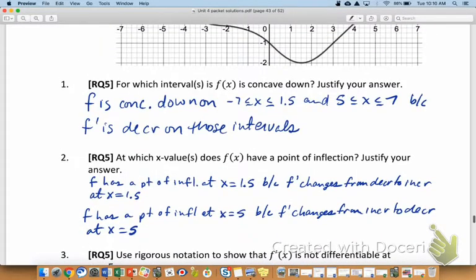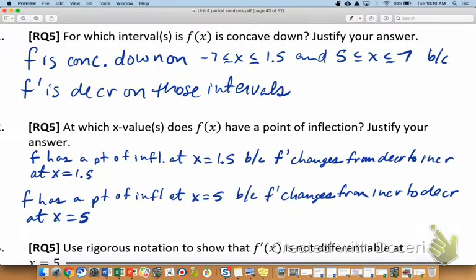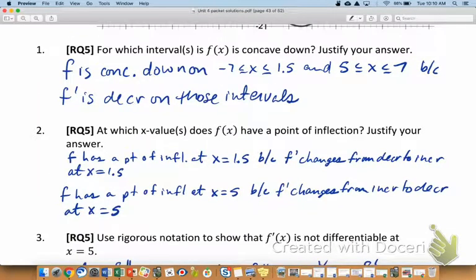Okay, number 2, there's your answer. Point of inflection at x equals 1.5, and then another one out there at x equals 5. With the corresponding reasoning, please be specific. Please don't try to lump these together and say, because that's where f prime goes from decreasing to increasing or vice versa. Tell me exactly what's happening at that particular point and then what's happening at this other particular point.